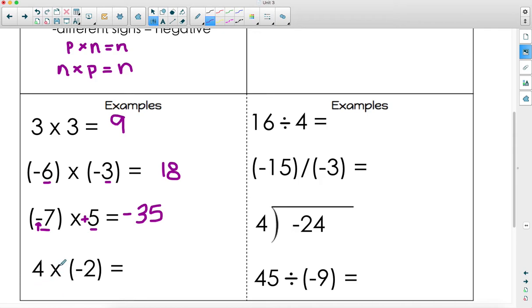All right, very last one on this side. Here we go. We have 4 times -2. So multiply your numbers together first. 4 times 2 equals 8. Then go back. I have +4 and -2. Since those are different, they don't match. That's a negative.